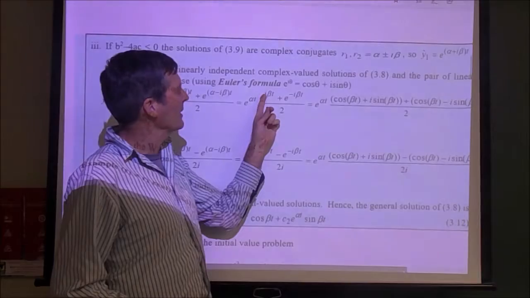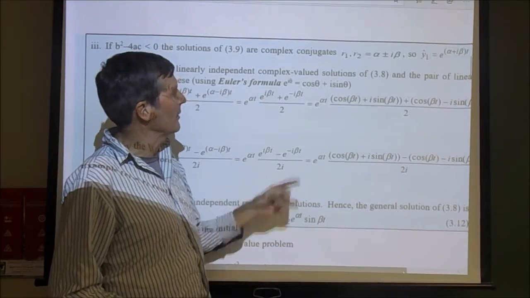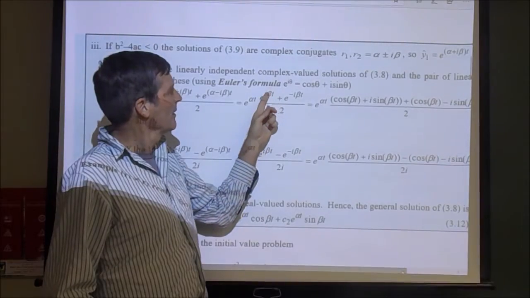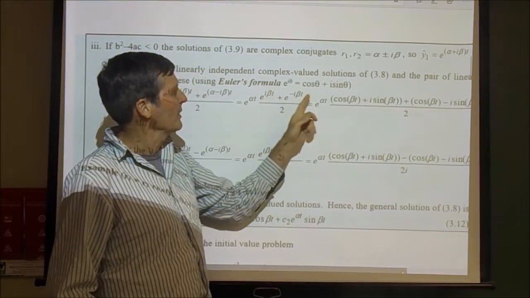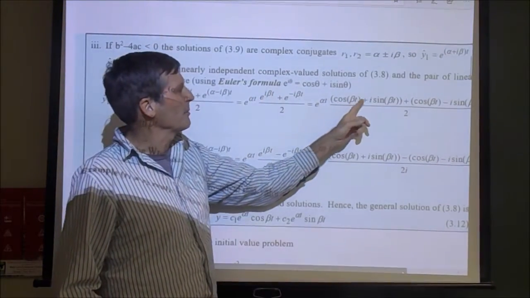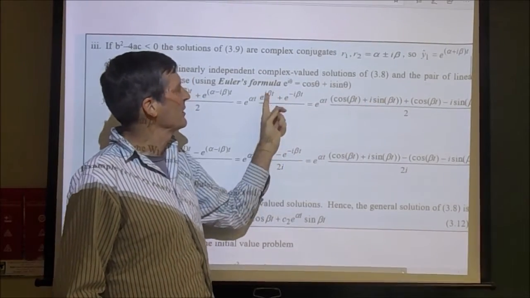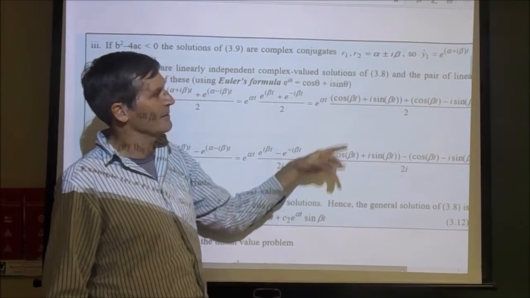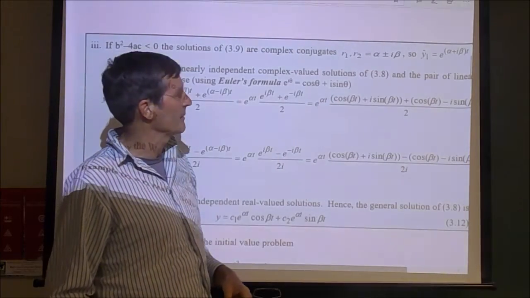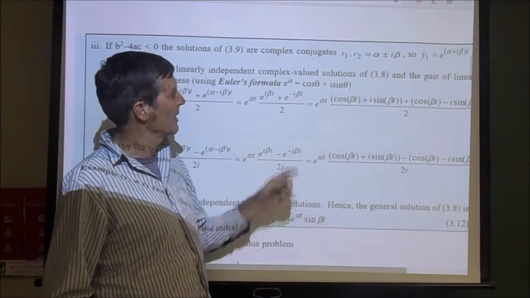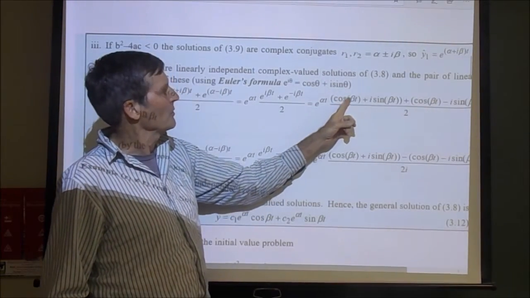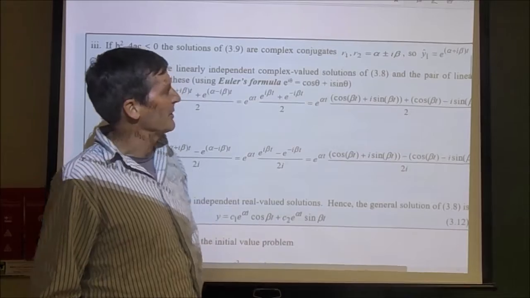e to the i times a real number beta times t, another real number. e to the i times, let's call it theta, is cosine theta plus i sine theta, where theta is beta t. So e to the i beta t by Euler's formula, a complex exponential to an imaginary number function, gives you cosine beta t plus i sine beta t.